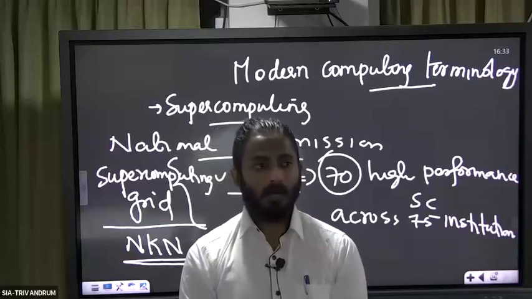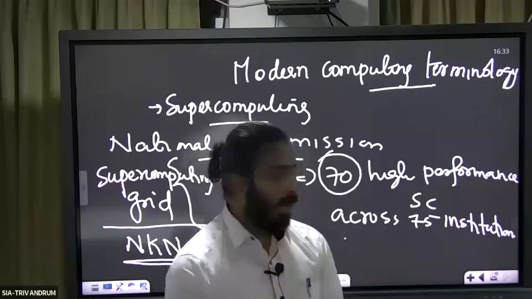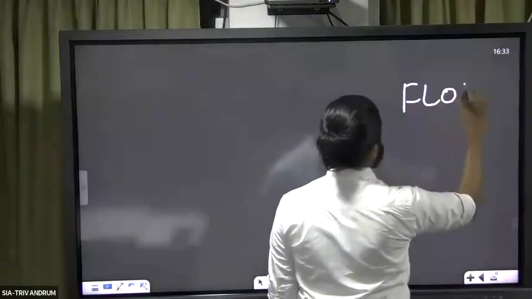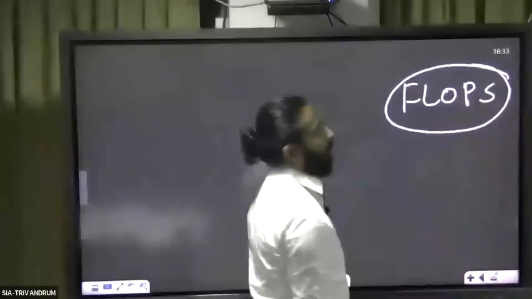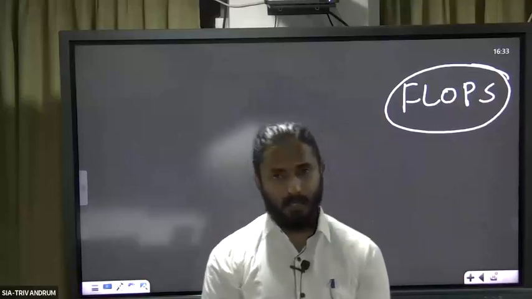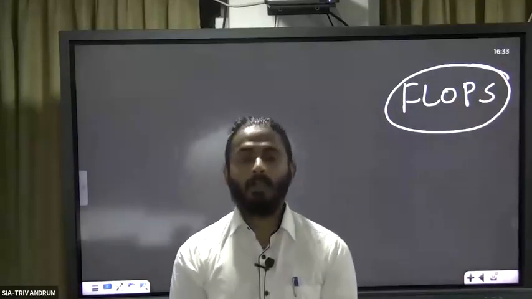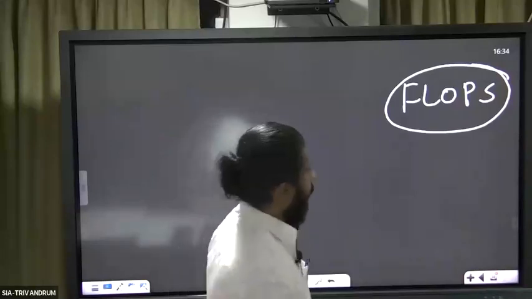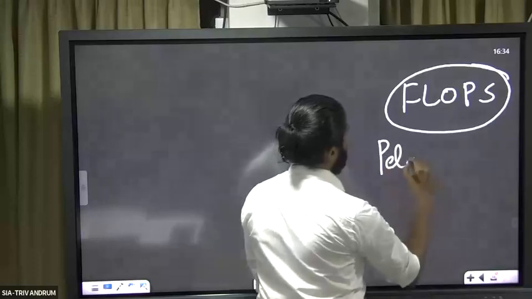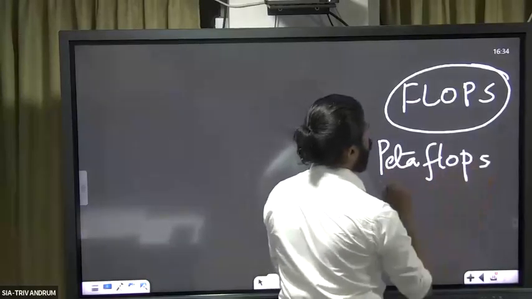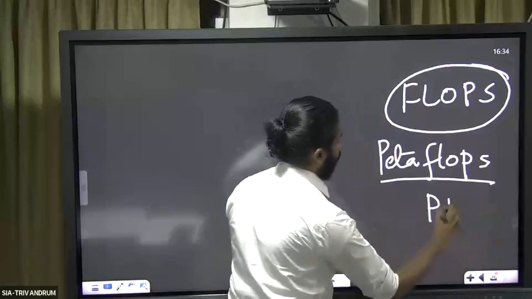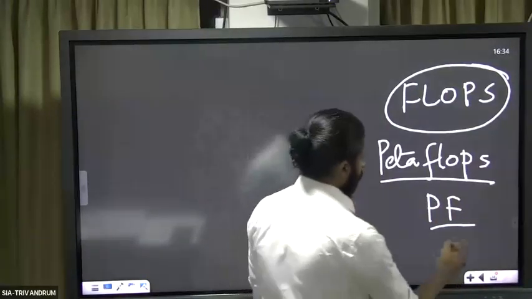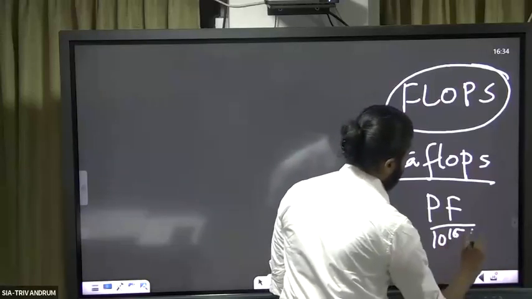So the instructions are executed very fast, and the speed of a supercomputer, as you might know, is expressed in flops, floating point operations per second. The fastest supercomputers operate in petaflops. We'll discuss the world's fastest supercomputers later. Petaflops is 10 raised to 15 flops per second.